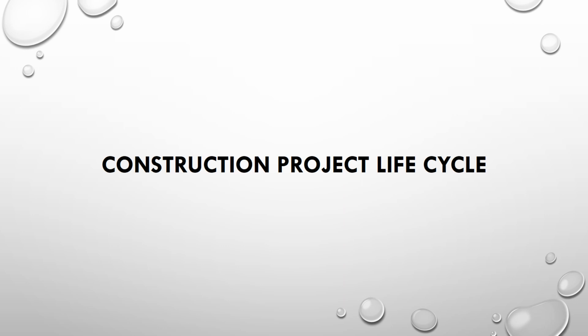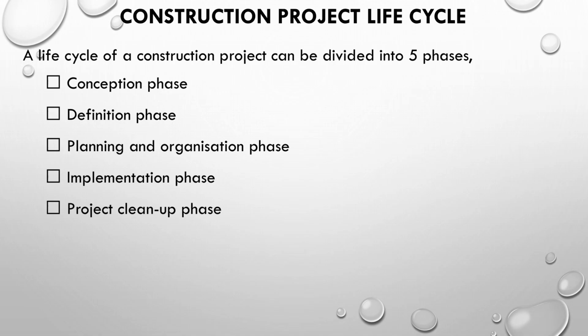Now, we will look into the construction project life cycle. The life cycle of a construction project can be divided into five phases: conception phase, definition phase, planning and organization phase, implementation phase, and finally a project cleanup phase. Now we will understand each of these phases one by one.